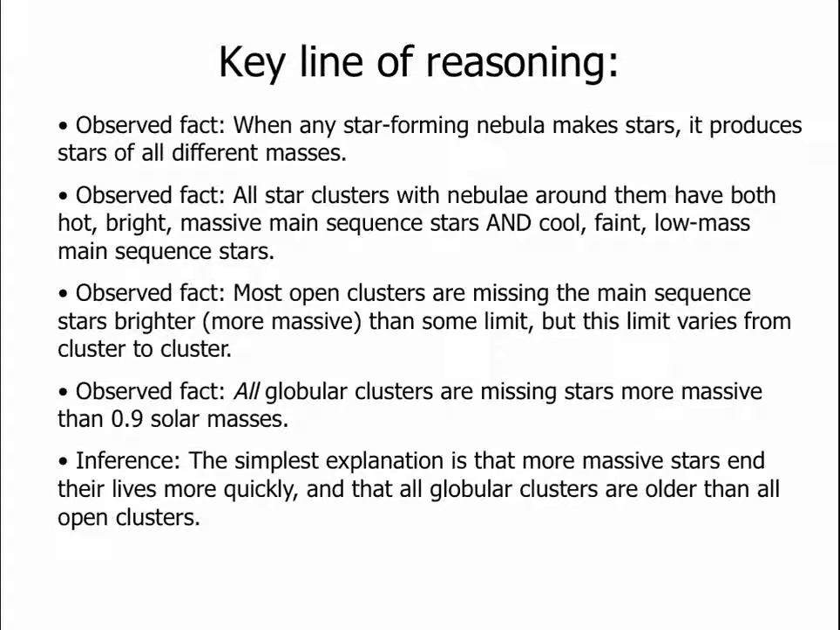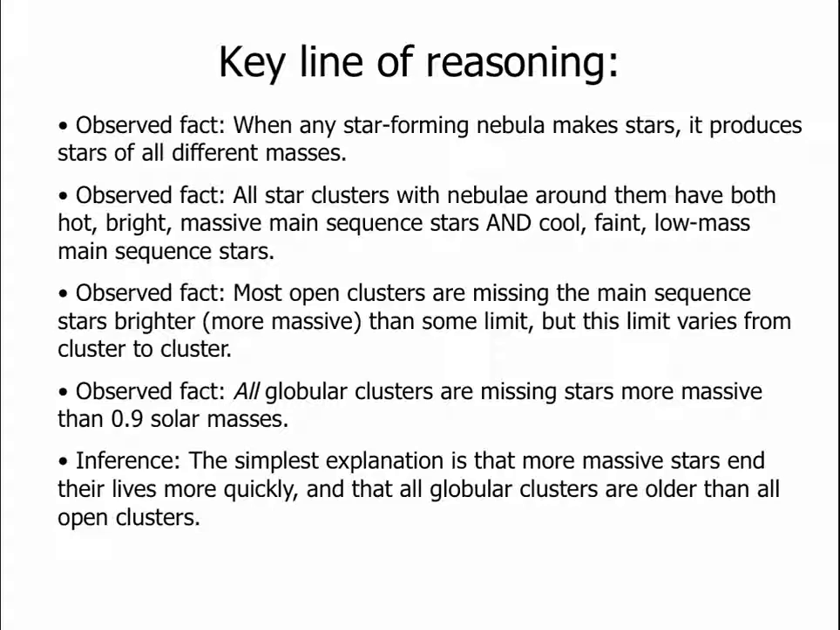It's also an observed fact that no globular clusters have stars more massive than 90% the mass of the Sun, 0.9 solar masses. However, they do have stars from 0.9 solar masses all the way down to the least massive stars we know about.